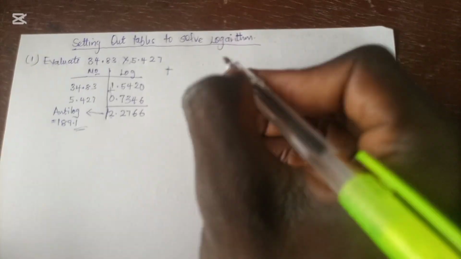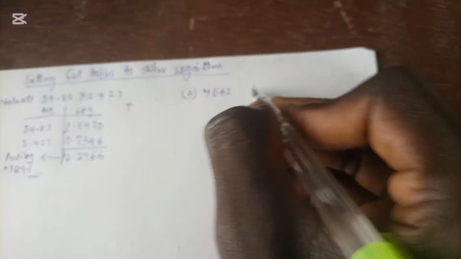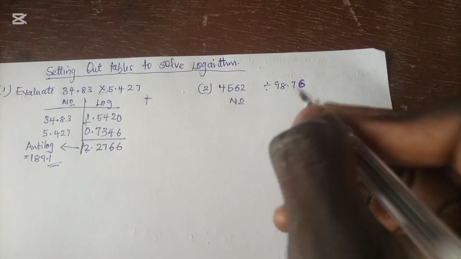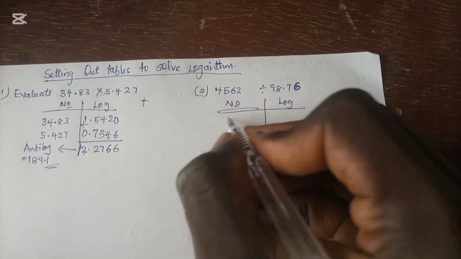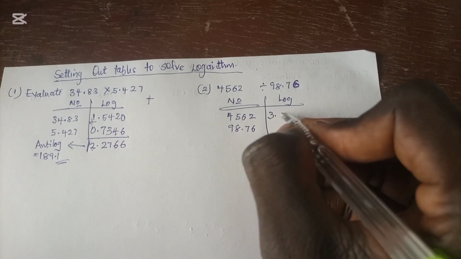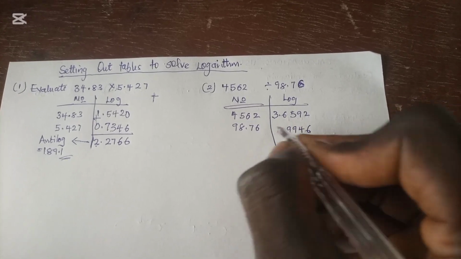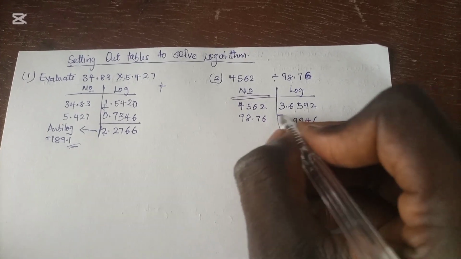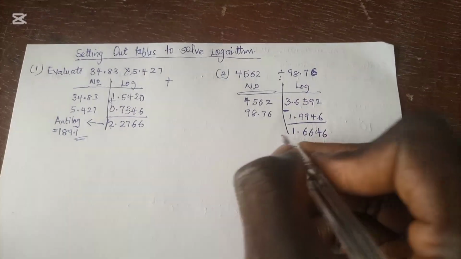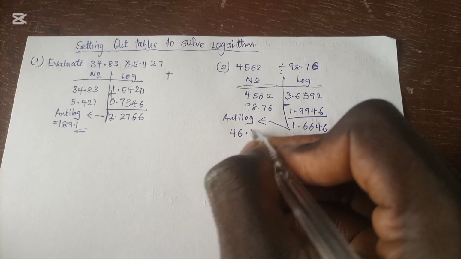Moving on to the second one, let me do it here. The second one we have 4562 divided by 98.76. Number and log. We have 4562 and 98.76. So this will give us 3.6592. This will give us 1.9946. You can take a logarithm table to confirm. Then you need to subtract because we are dealing with division. So you subtract, you have 1.6646, and then you find the antilogarithm. You find the antilog, you get 46.19.